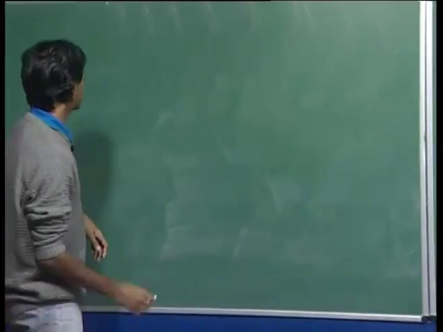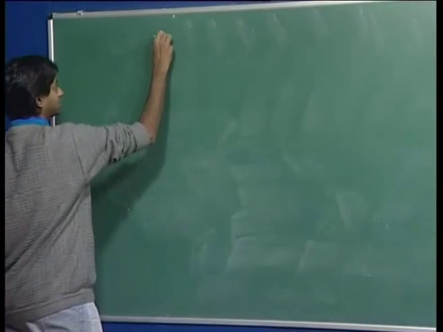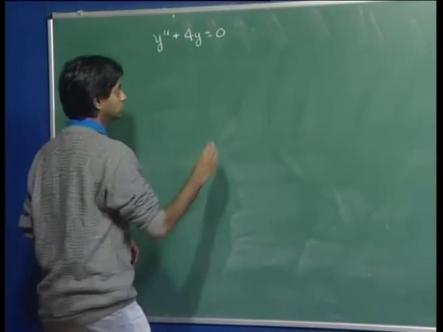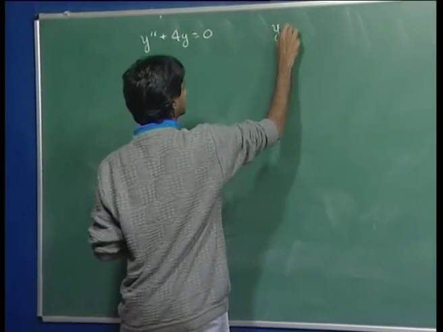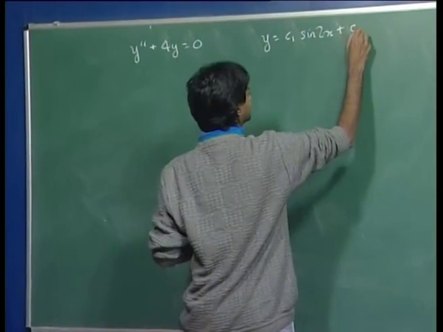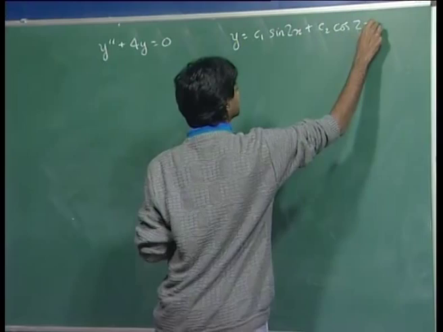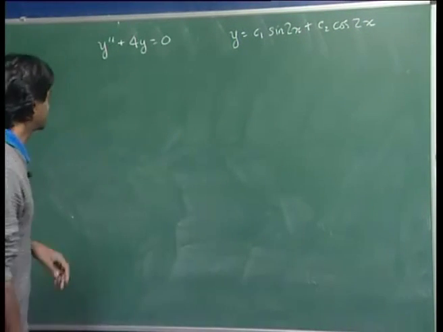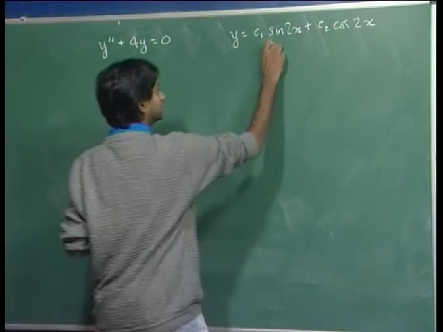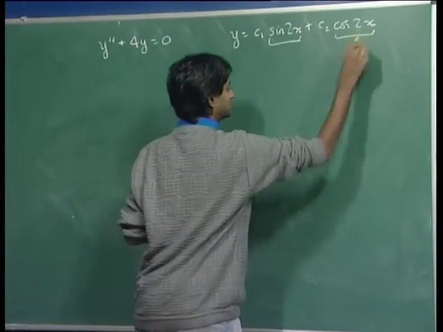So what we had is a differential equation y double prime plus 4y equal to 0, and the solution was written as y equal to C1 sin 2x plus C2 cos 2x. That was the general solution. And we said that sin 2x and cos 2x form a basis.